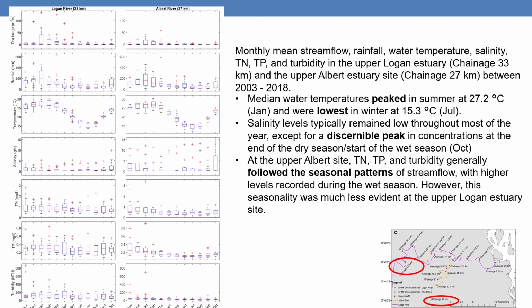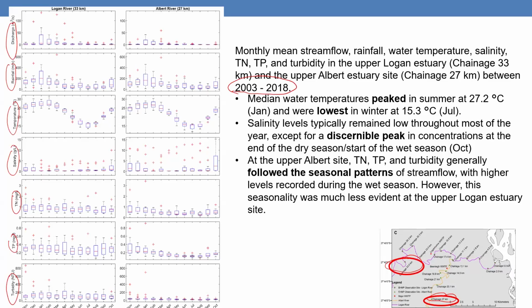Okay, so here is some information we have for this area again. We also have a measurement point in the Logan River, and this one is in the Albert River. We have the discharge measurement, the rainfall discharge measurement over there, from 2003 to 2018. And what do we look at? We look at discharge, rainfall, temperature, salinity, TN, TP, and turbidity. Those are the key parameters we are interested in.